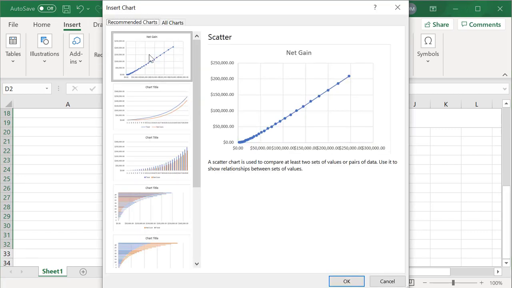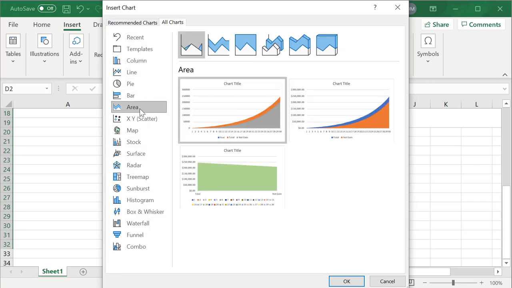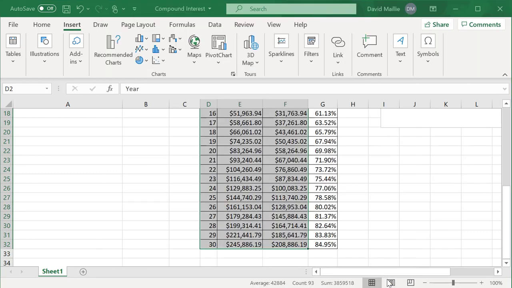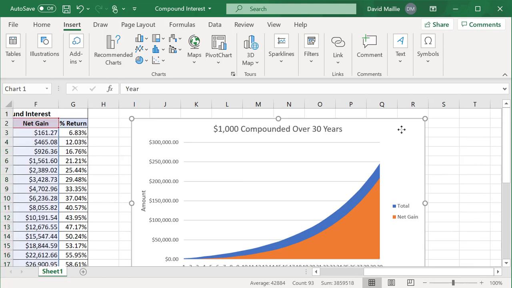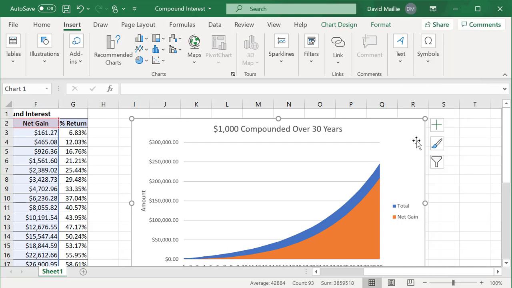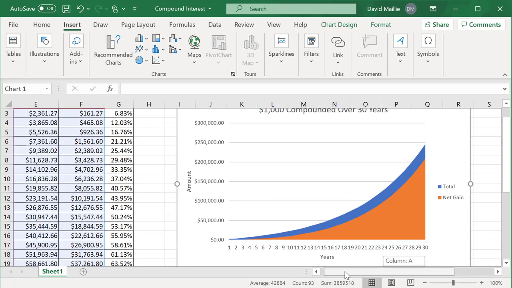So yes, you can pick whatever you want, all charts, and you can pick an area chart, and that's where you'll see my graph is right there that I picked. So let's hit cancel because we already have it there. Once you do that, you bring this out, you can make it a little bit neater and change the title and stuff like that. You can add the legends, you can add whatever you want to it, and change the colors around if you want. But it shows the power of compound interest.